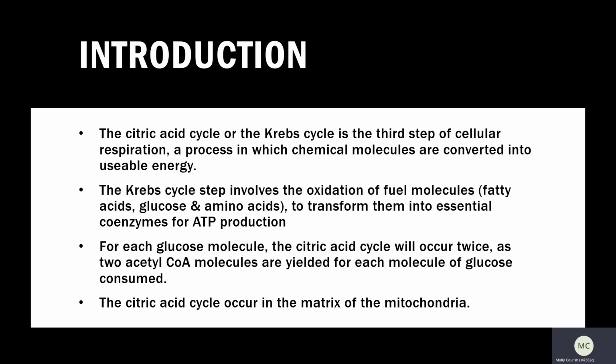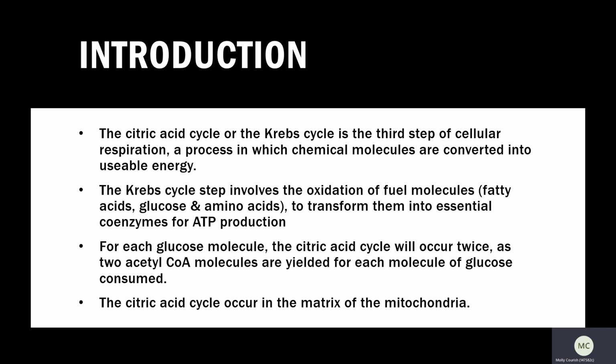The Krebs cycle step of cellular respiration involves the oxidation of fuel molecules. So again, these would be fatty acids, glucose, or amino acids. Oxidation of these fuel molecules allows the body to transform them into essential coenzymes that can be used in further steps of cellular respiration in order to generate ATP, or energy for the human body.